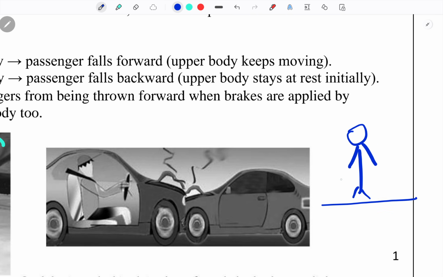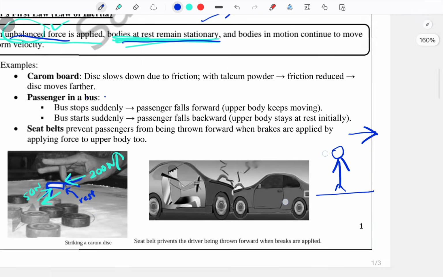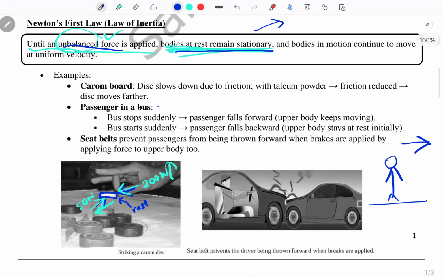Then the bus is moving in this direction. What happened? Now the bus is stopped suddenly. Bus is stopped. But what about your body? It still tries to move in the direction of moving.